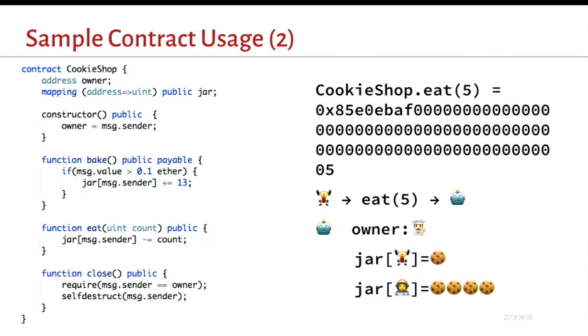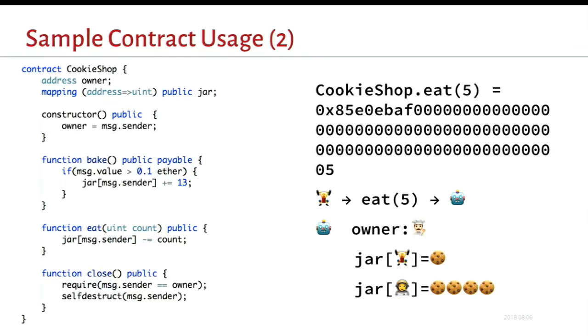But let's talk a little bit about eat. Eat takes an argument. This argument is type uint, which is short for uint256. And these arguments are big endian, so this is what the transaction would look like. And as we see, if the weightlifter calls eat 5 to the contract, the contract will just subtract the count, and the state will be agreed on by everyone.